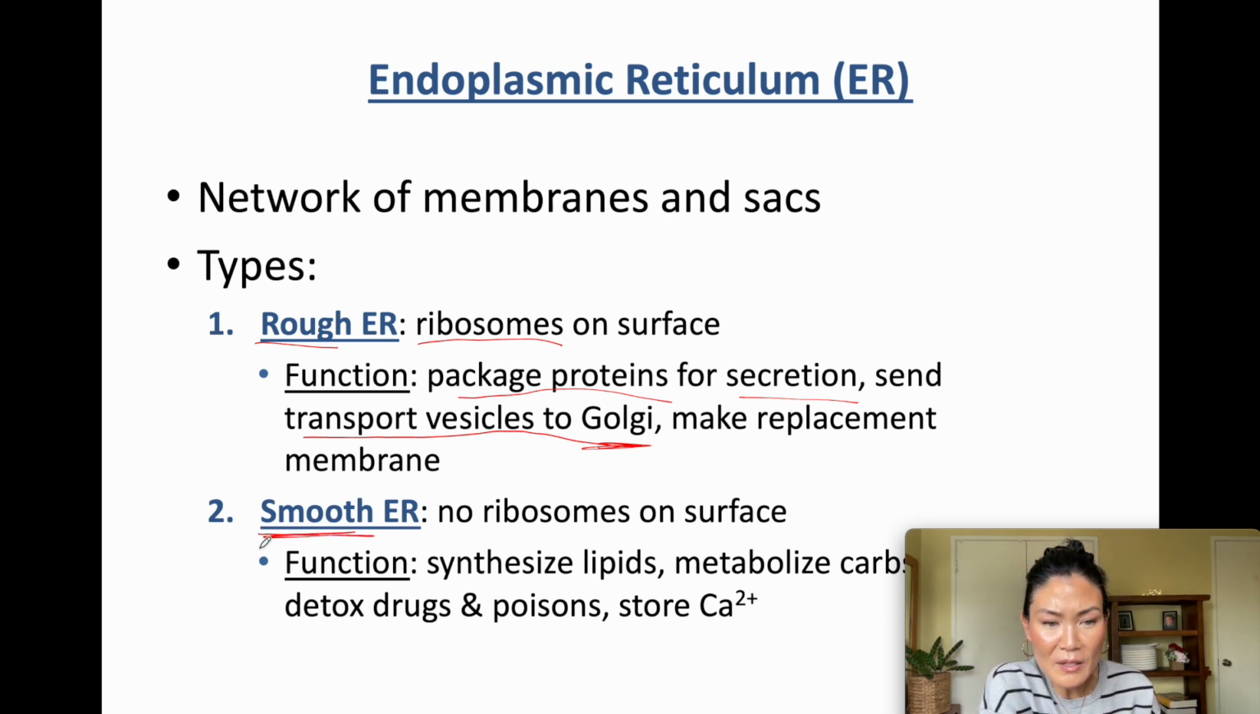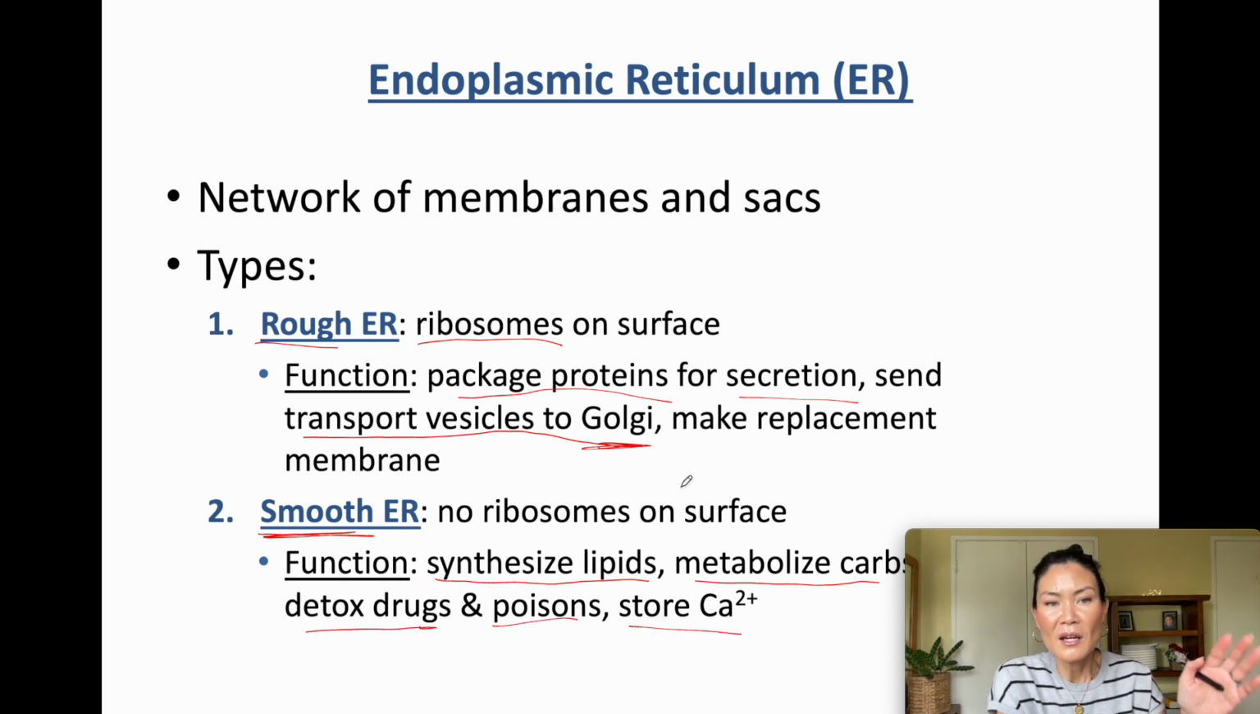And then the smooth ER, they don't have any ribosomes on the surface, so they have a smooth appearance. And their function is not to make proteins, but this is where they're going to synthesize lipids. This is where you metabolize carbohydrates, you detox drugs and poisons, and also store the calcium ions.